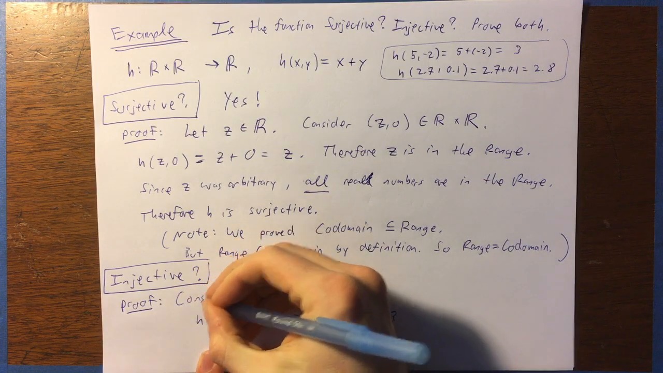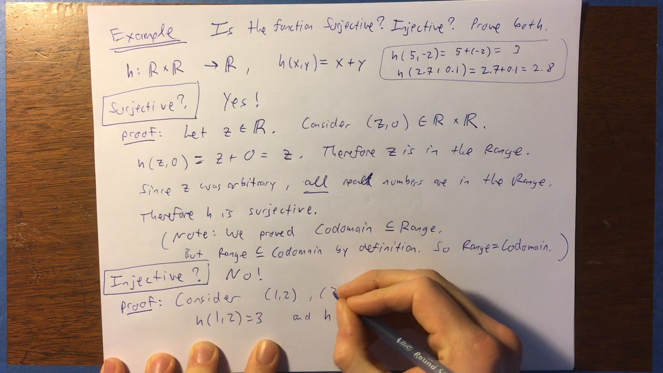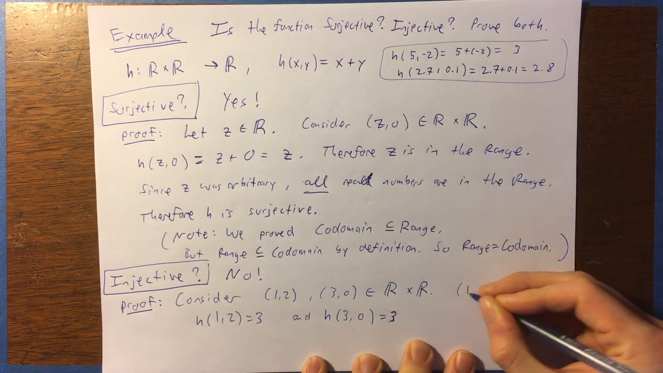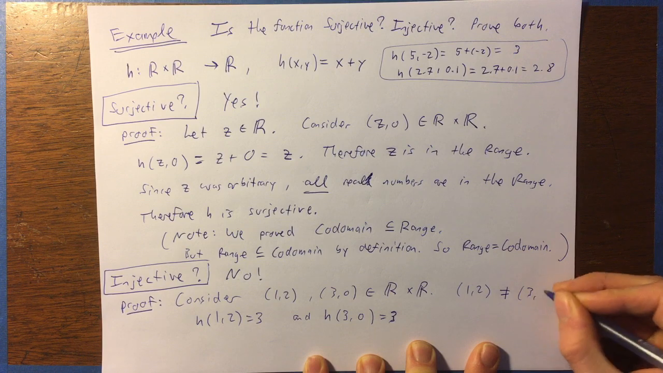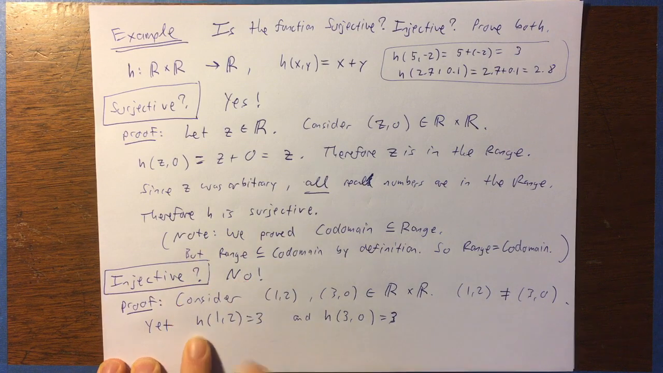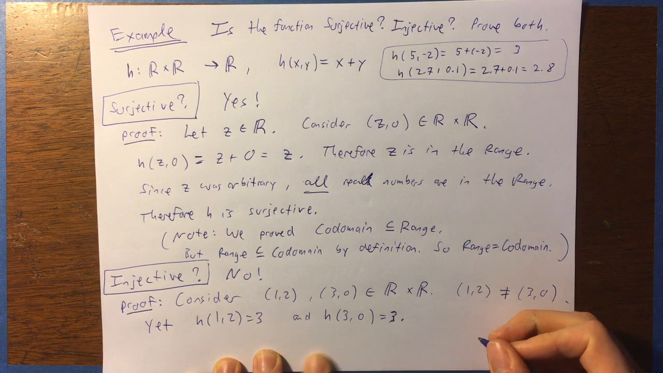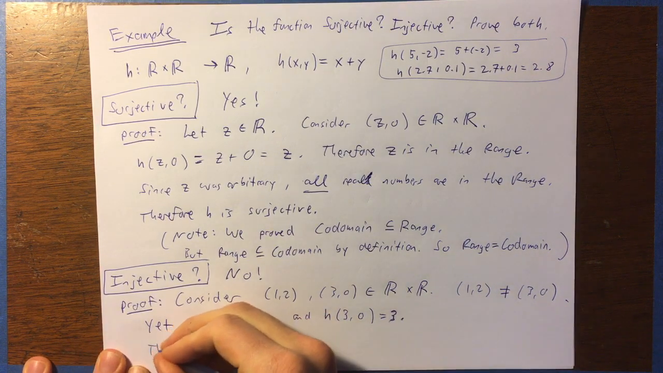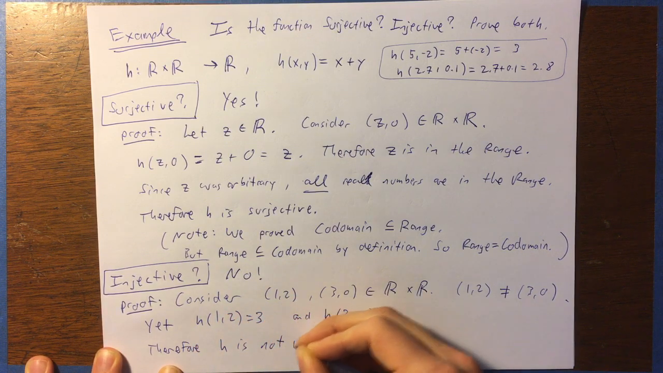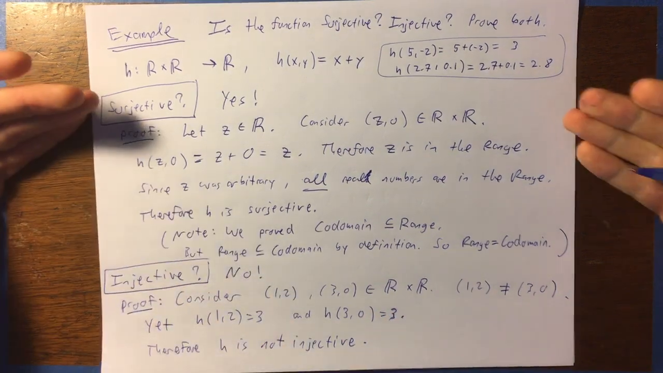I'm going to start by saying, consider these two domain elements, (1, 2) and (3, 0). Those are both elements of R cross R, which is our domain. They're not equal to each other. Let's point that out. It's pretty obvious, but just point out that they're not the same element. Yet h of (1, 2) equals 3, and h of (3, 0) equals 3. They give the same output, but they're not the same input. Therefore, h is not injective.